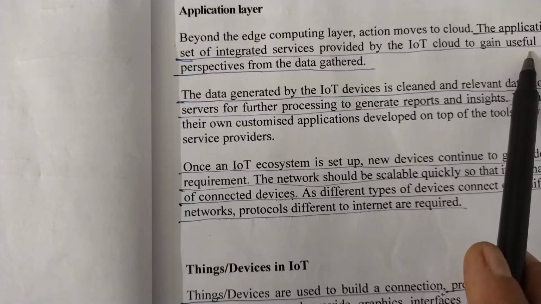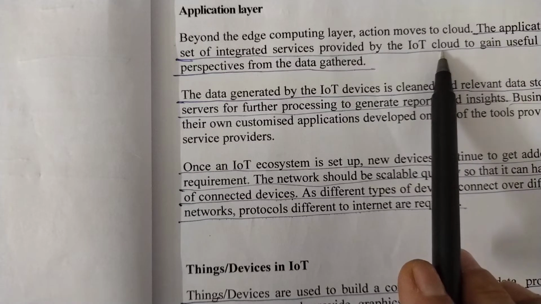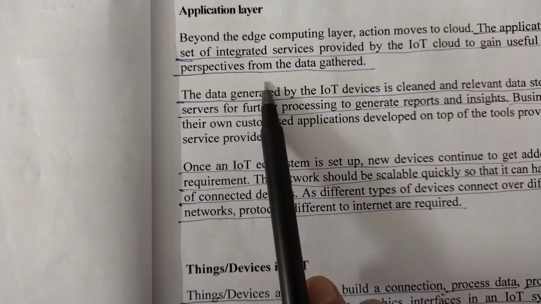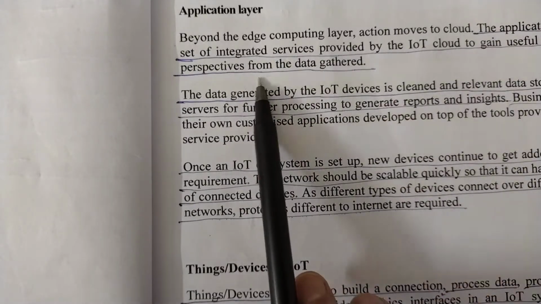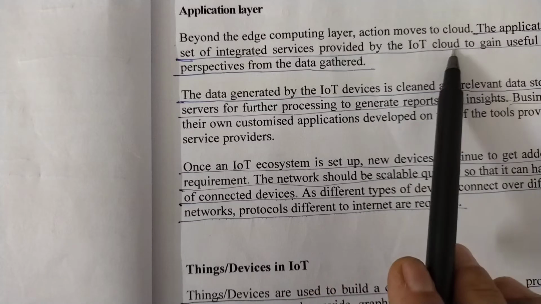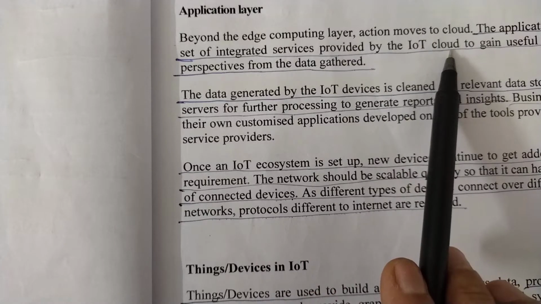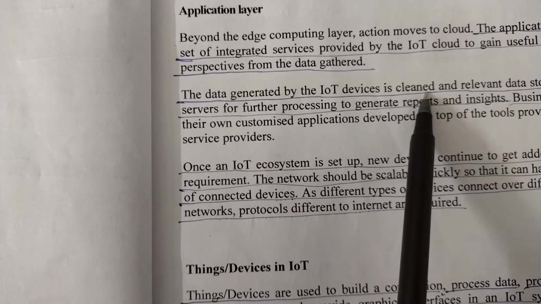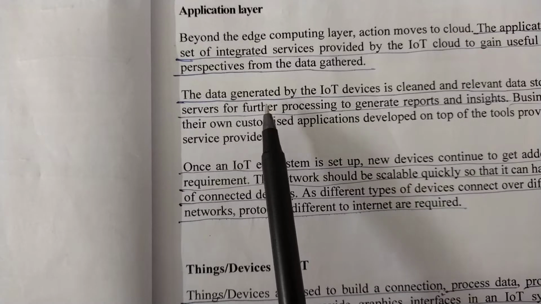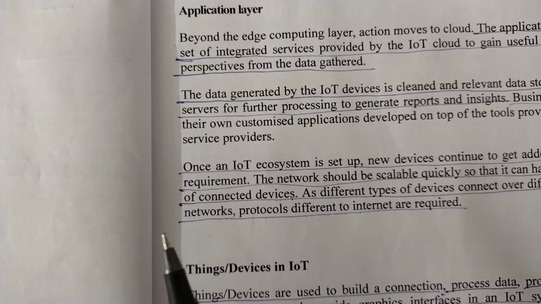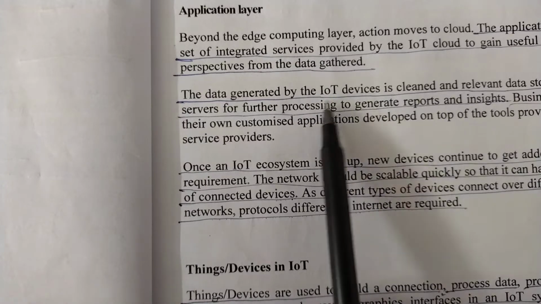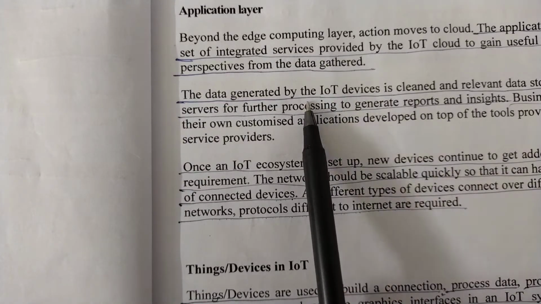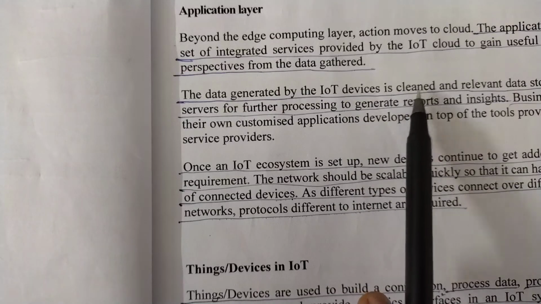Useful insights, how do you gain them through the IoT cloud? By processing the data on the cloud. You gain useful insights and perspectives from the data which is gathered and collected in the cloud and then processed. So the data generated by the IoT devices is cleaned. Of course, that is the first step in big data analytics. After the data has been generated, to gain insights from that data you need to apply big data analytics on it. The process of big data analytics starts with cleaning the data.